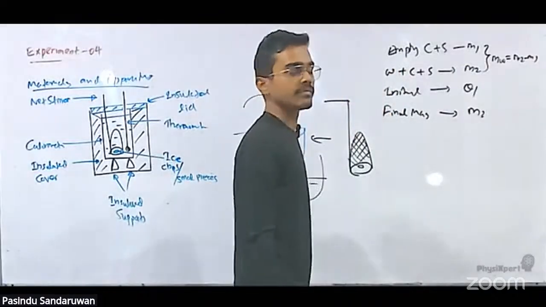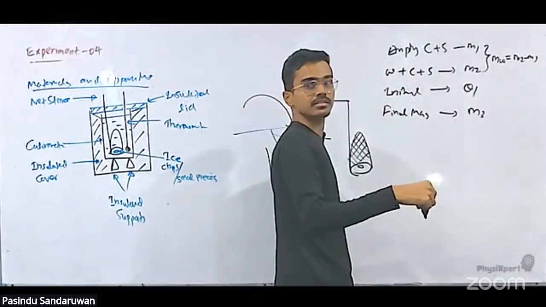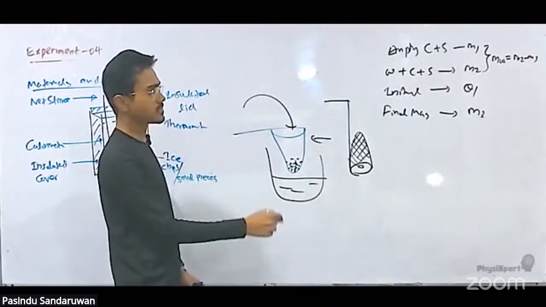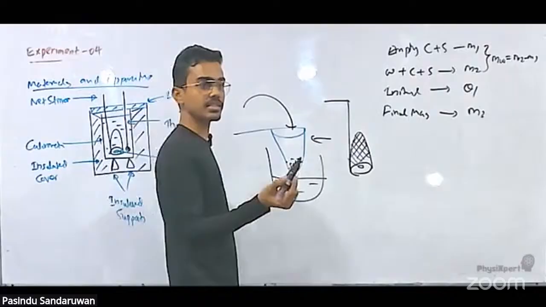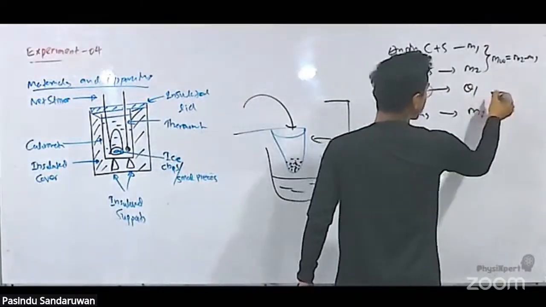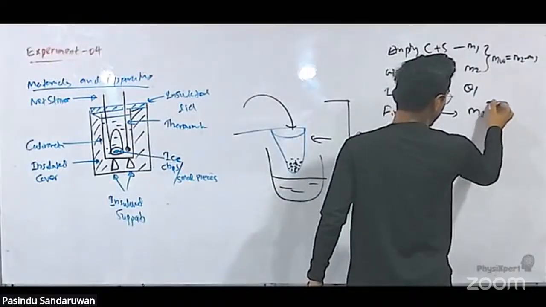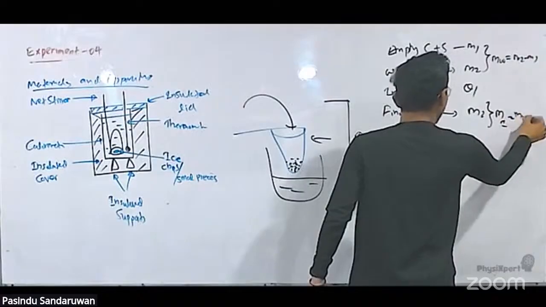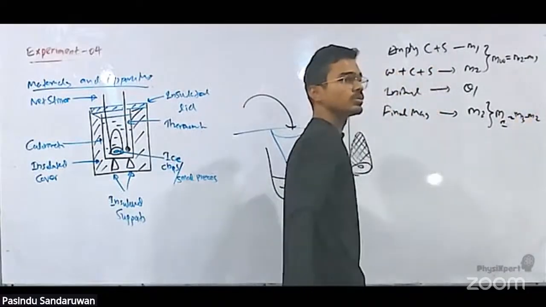Alright? What is the mass of ice added? How do we get that? M3 minus M2, right? M2 is the mass before adding the ice. Then the mass of ice comes from here. Mass of ice is M3 minus M2, right?